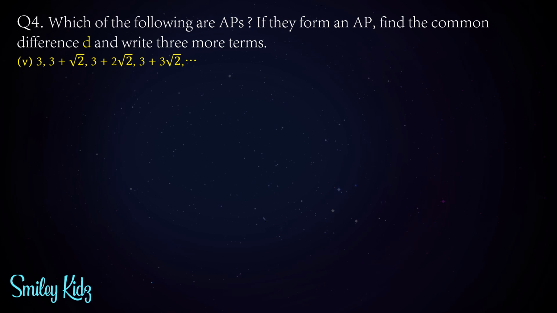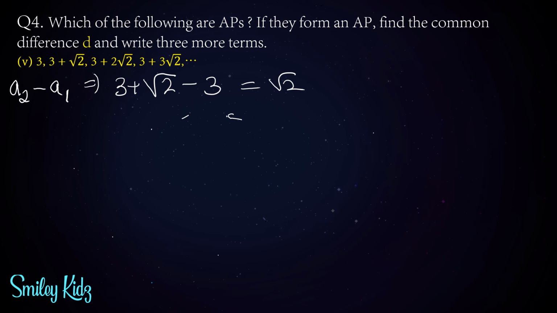Moving ahead, we have 3, 3 plus root 2, 3 plus 2 root 2, 3 plus 3 root 2 and so on. So here, first one, A2 minus A1. We're going to first find out the common difference and check whether it's an AP or not. And if it's an AP, we're going to find out the next three terms, isn't it? Now, first we're going to find out A2 minus A1. Then A3 minus A2 and so on. Right? So this is 3 plus root 2 minus 3, which is equal to root 2. The common difference turns out to be root 2.